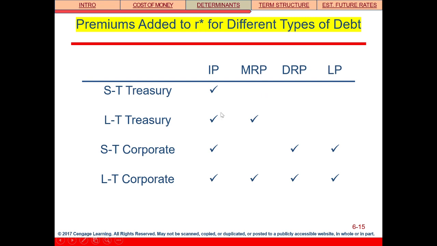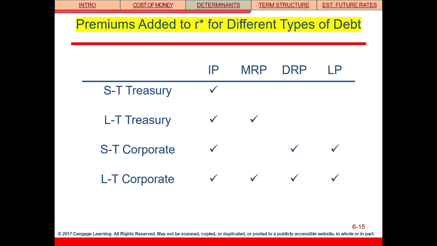And then for inflation premium, everybody has it. No matter whether you are short-term or long-term, no matter whether you are treasury or corporate bond, everybody has to pay or consider this inflation premium. So this is very important, because when we give you a question or a calculation in a quiz or in the homework, we won't show you this one. We'll just tell you what type of security that is. For example, I tell you it's a short-term treasury bond.